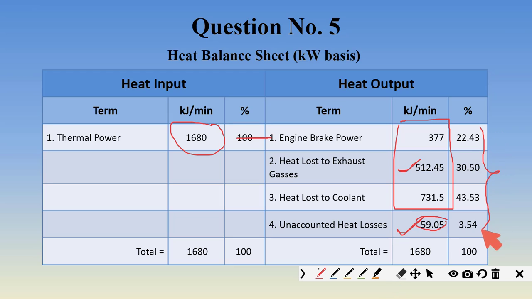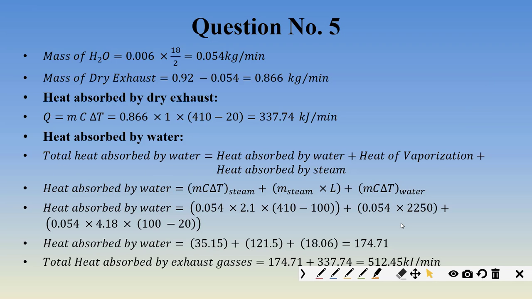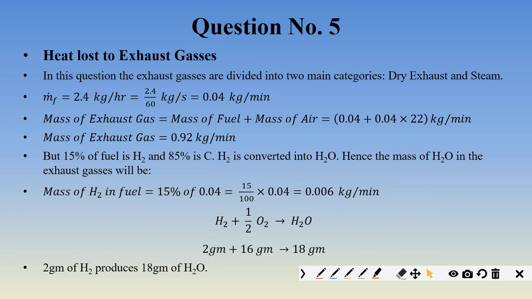Then you calculate the percentages. How do you calculate the percentage? 377 divided by 1680, 512.45 divided by 1680, 731.5 divided by 1680. This is how you calculate the percentages, and this is how you draw the heat balance sheet. Okay, so these are the things that you have to do.